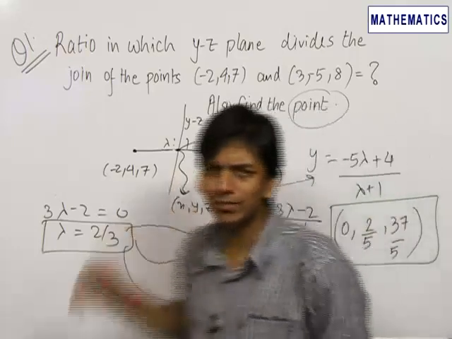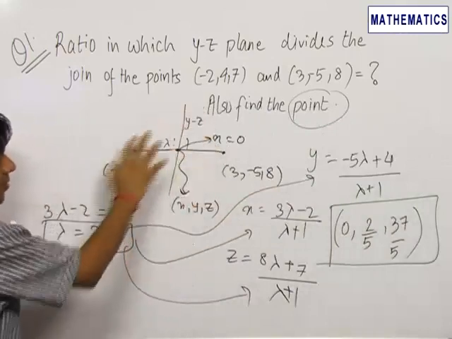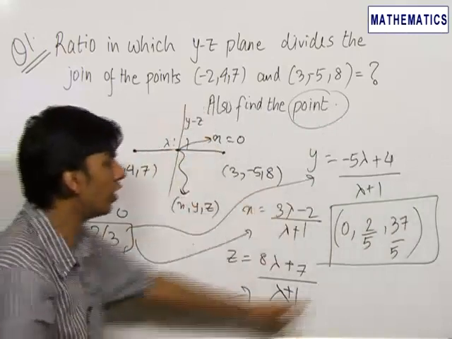You can use this method every time a line joining 2 points is intersected by some plane or some other line, to find the point of intersection.